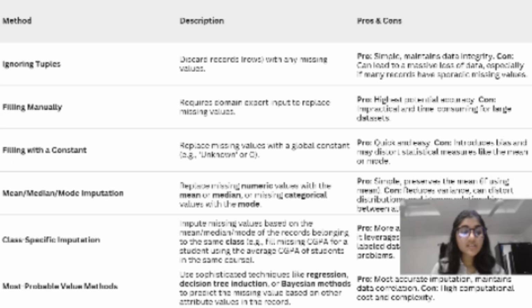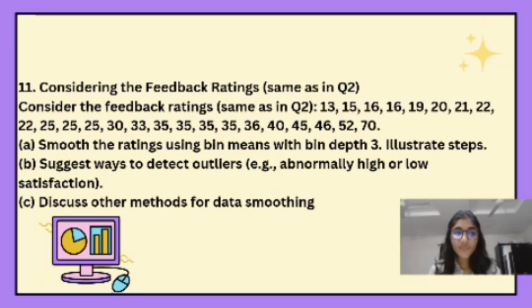Then the last is the most probable value method. Its description is to use sophisticated techniques like regression, decision tree induction, or Bayesian methods to predict the missing value based on other attribute values in the record. And its pros are most accurate imputation and maintaining data correlation, and cons are high computational cost and complexity.